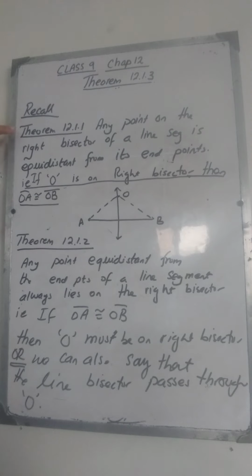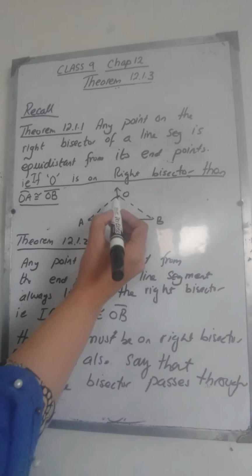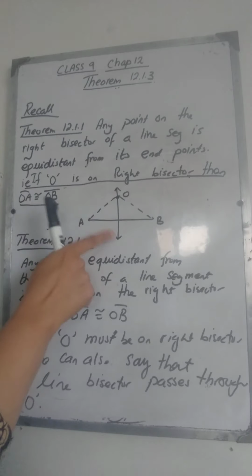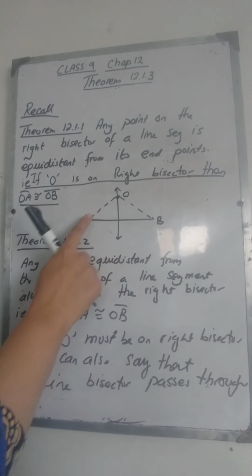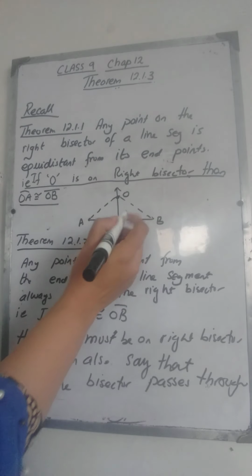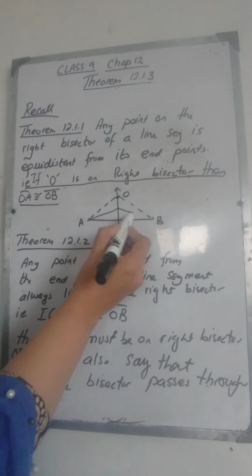Theorem 12.1.1, as we already did, was that any point on the right bisector of a line segment is equidistant from its endpoints. We have already proved this in the previous lecture, and what you have to keep in mind is that if O is a point on the right bisector of AB, then it will always be equidistant from the endpoints, that is OA will always be equal to OB. So taking any point on the right bisector, this is always equidistant.